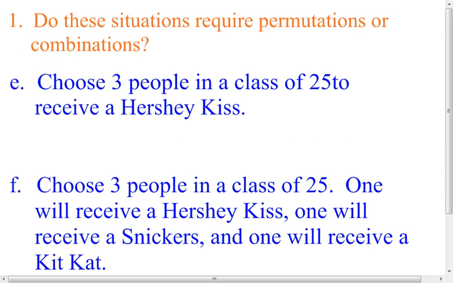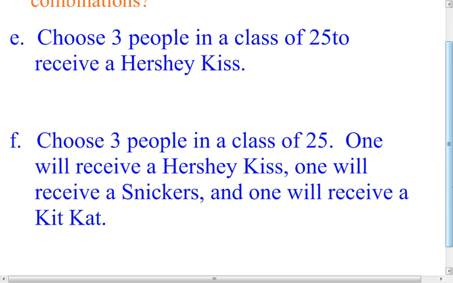Okay. Here, 3 people in a class of 25 are going to receive a Hershey's Kiss. The difference between that one and the next one is that, so the first one you're going to choose 3 people and they're all going to be treated the same. They're all going to get a Hershey's Kiss, 3 of those 25 people. The next one, you're going to choose 3 people, but they're going to get different prizes. So, the top one is a, excuse me, a combination. Everybody's getting treated the same.